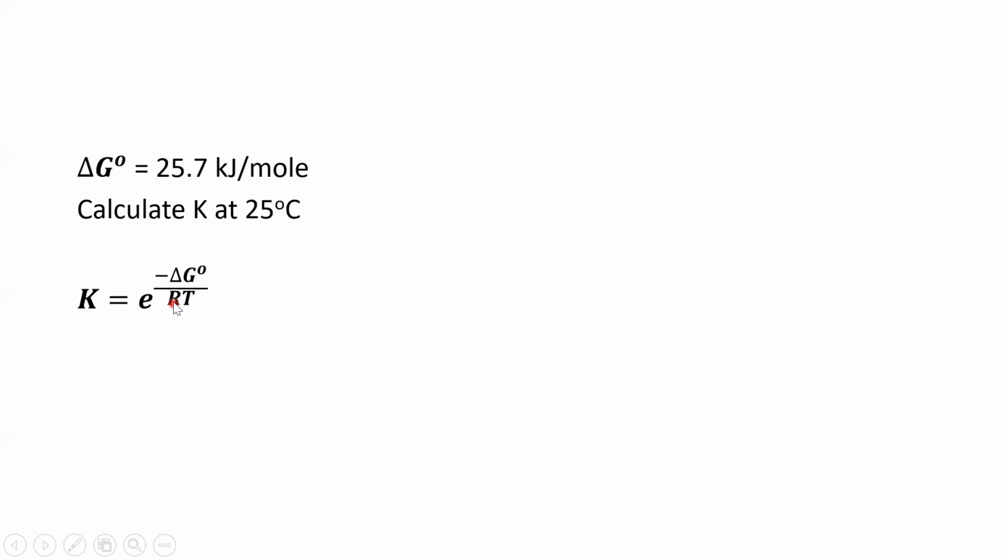Also, since R is in joules per mole Kelvin, we have to convert Celsius to Kelvin before we can put it in here. This is the way I would do it math-wise: calculate this whole exponent first, and then take e to that number, and that'll give you K. Let's see how you do. This was the last part of chapter 13 that we went over.